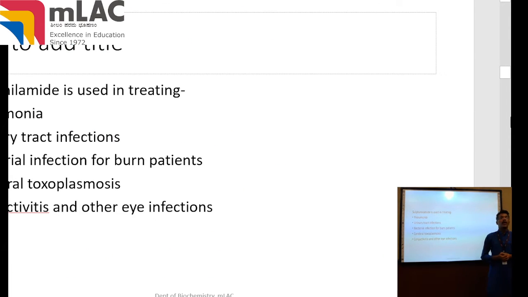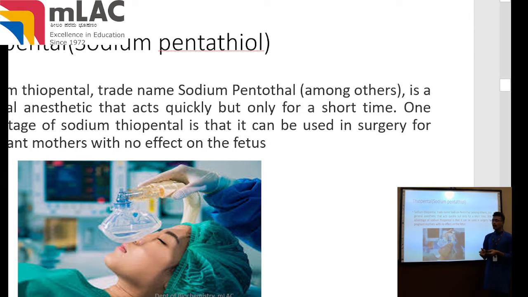Now that we have understood how sulfonamide is synthesized, let us see the applications of sulfonamide. I told you that it is a powerful antibacterial agent. So if it is antibacterial, what types of bacterial infections does it treat? We can use sulfonamide in treating pneumonia, urinary tract infections, bacterial infections in burn patients, cerebral toxoplasmosis, conjunctivitis and other eye infections.